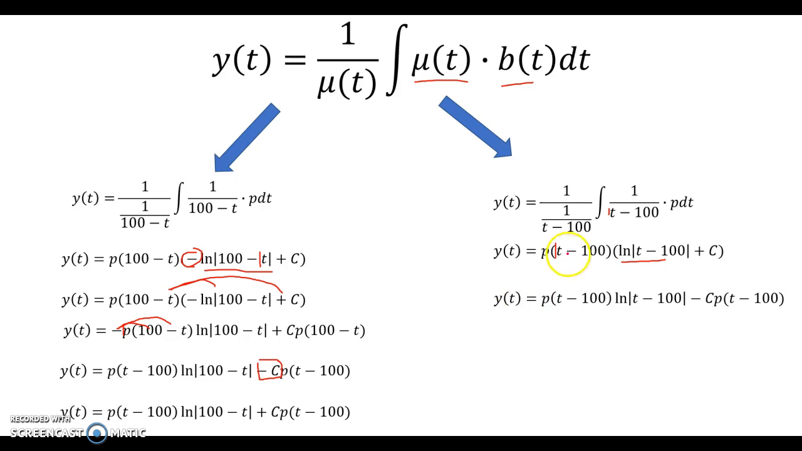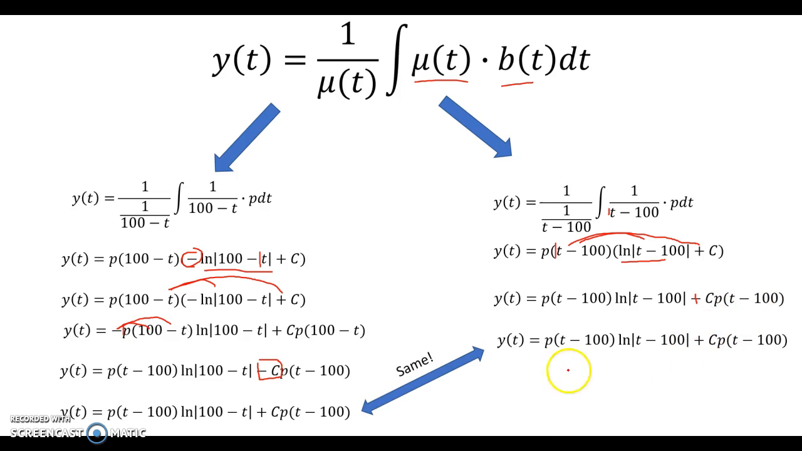Next, I'll distribute, like I did in the step over here. I'm going to distribute p times t minus 100 to that term. I'll get that piece right there. Distribute it over here, I'll get that term right there. And now let's see, what did I do here? I don't know why I have the minus. Sorry, that should be a plus. But nonetheless, it doesn't matter because I have an arbitrary constant, so that negative 1 can combine with the arbitrary constant.